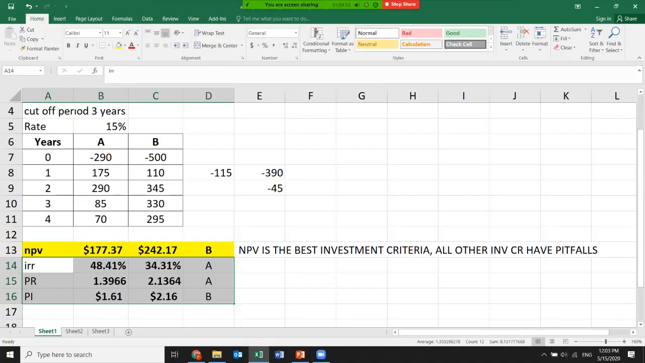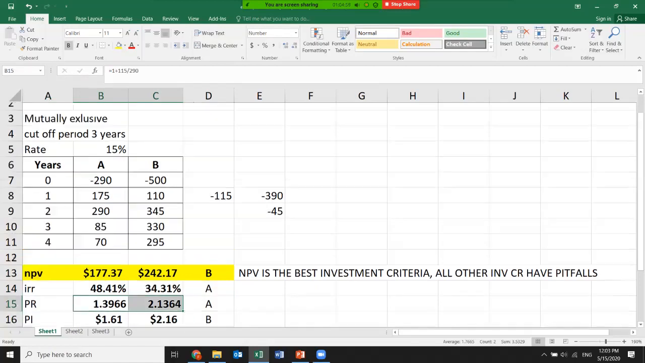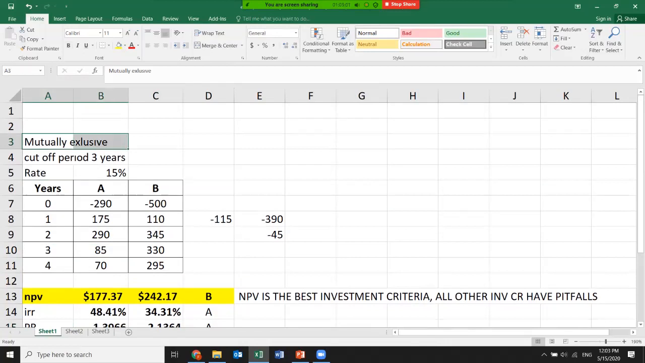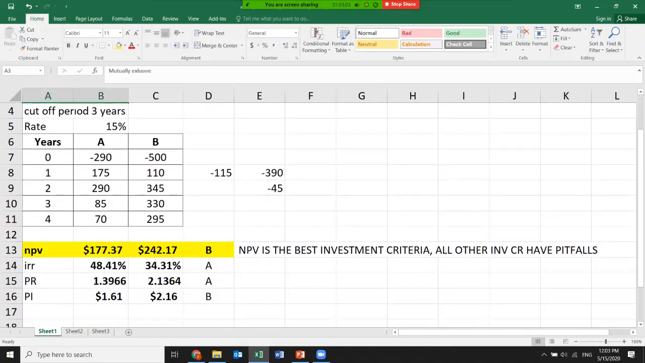But okay, we see that both projects are less than 3 years, but it does not necessarily mean that we should accept both projects, because there is another condition which is mutually exclusive. That means that we should accept only one, and that should be the lower one, the less in terms of number of years.